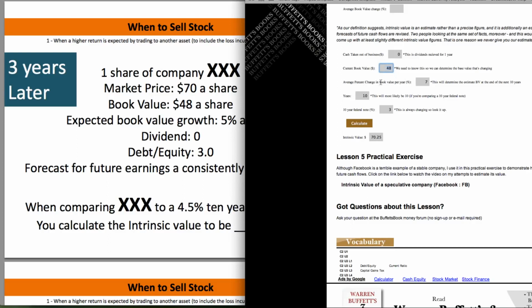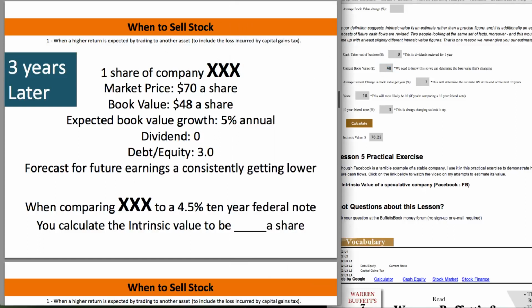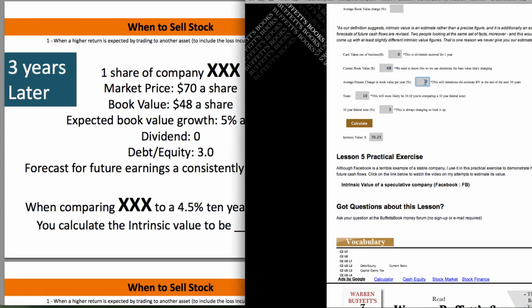Now, the average percent change in book. Right now we're assessing that the book value is only going to grow 5%, where before we were saying it was going to grow at 7%. So that's a major difference, and we've got to put that change in. So we're going to change that to 5, okay, which is symbolic of 5%. We're still going to have the calculator sum it over the next 10 years because then we're going to compare it to the 10-year federal note.